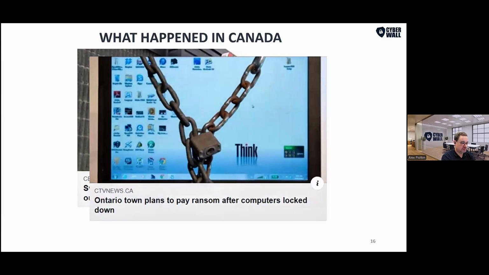An Ontario town was paying ransomware. By now, I believe 3 or 4 Ontario towns or cities pay ransomware every year just to unlock the computers. The last attacks were, I believe, Toronto with the library and the healthcare system, and Hamilton with the city being down for 2 weeks. The people couldn't pay taxes, but people also couldn't receive any services from the city.